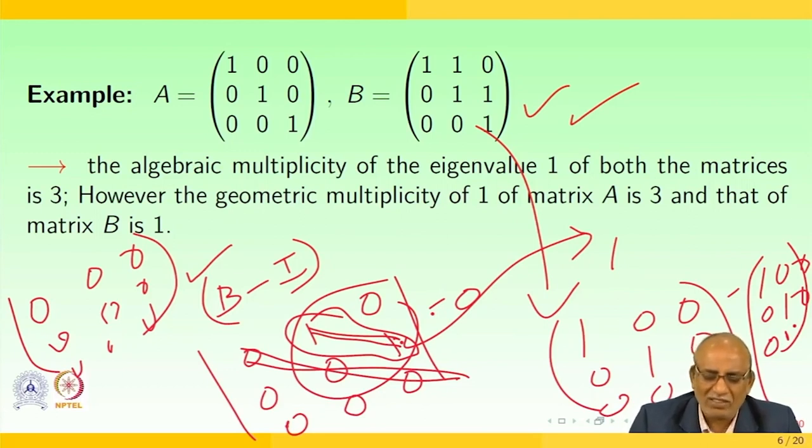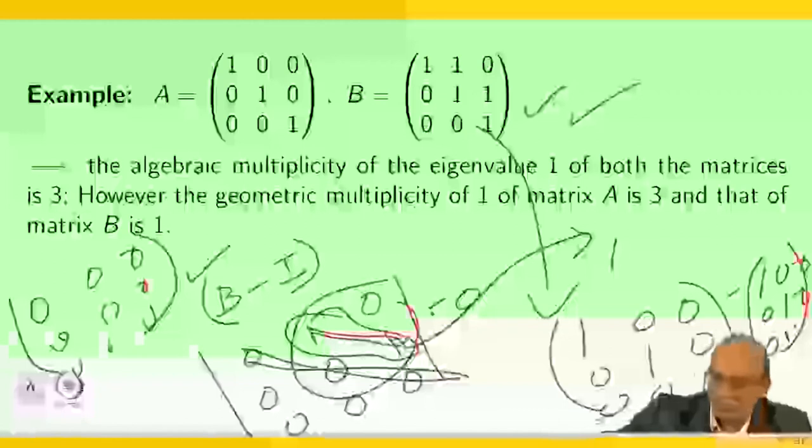And for this matrix, the characteristic equation is (lambda minus 1) whole cube is equal to 0. Therefore, the algebraic multiplicity is 3. For A, the null space of A minus lambda I corresponding to lambda equal to 1 is everything, since A minus lambda I is itself 0, so the geometric multiplicity is also 3. Whereas, for B, the algebraic multiplicity is 3 as (lambda minus 1) whole cube is equal to 0, but the null space of B minus I corresponding to 1 turns out to be of dimension 1. Therefore, the geometric multiplicity turns out to be 1 for the second matrix B.